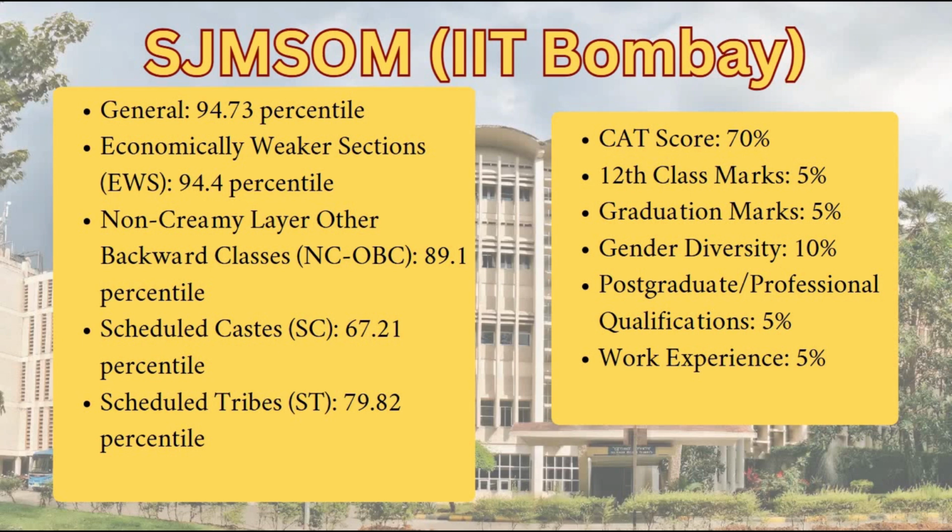So in order to gain admission to the MBA program at SJMSOM IIT Bombay, you need to have a minimum percentile of 94.73 if you are a general candidate. And in case of EWS, NCOBC, SC and ST, whatever percentiles are required, these are listed on the screen. You can take a screenshot of this slide right now, correct? But just let me tell you, these are the minimum percentiles which are required for getting a call.